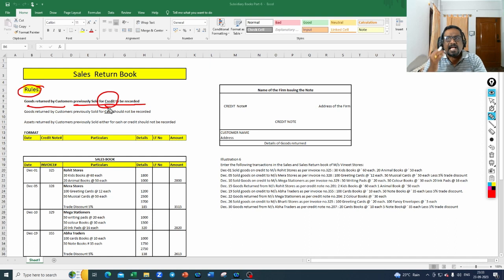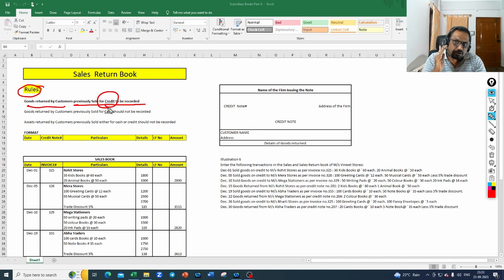Let us say I sold goods to customers on cash and they returned. That should not be recorded, because previously those goods were sold for cash. Hence I should not record that. That will go to journal proper. Clear? Third condition.